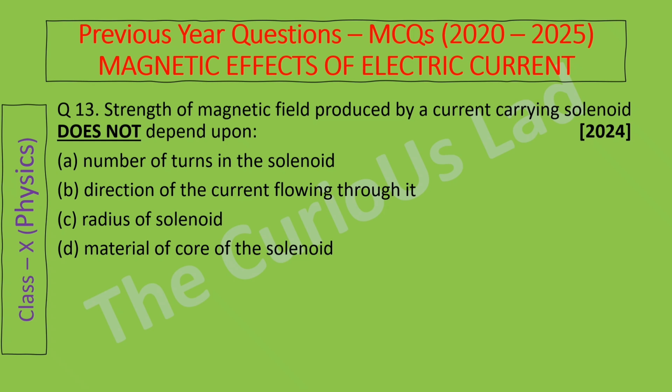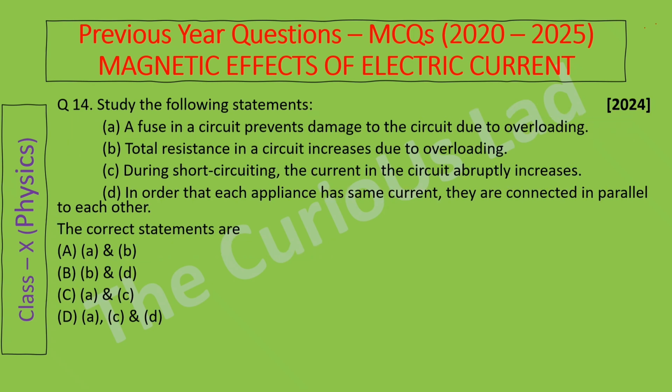And the correct answer is option B, direction of the current flowing through it. Next, question 14. In this question, we have to choose the correct statement from the given four statements.